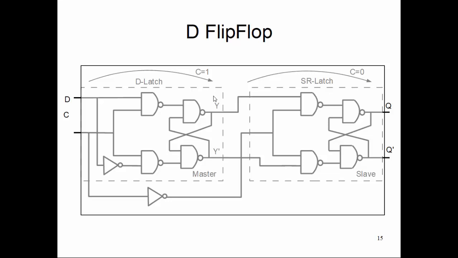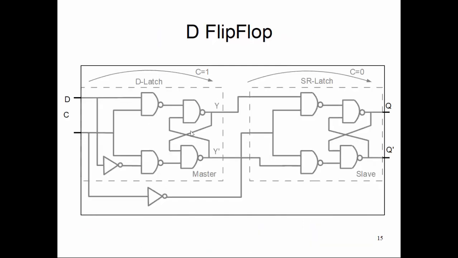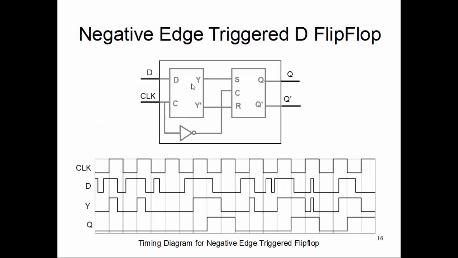So this is what happens. This is what we call a negative edge triggered flip-flop. Let's just cover up all the internal details, and we have one D latch with D, C, Y, Y bar, and one SR latch with S, C, R, Q, Q bar, and the clock C is connected to the D latch, and the clock is inverted, and that inverted clock is connected to my SR latch. This whole component we call a negative edge triggered D flip-flop.